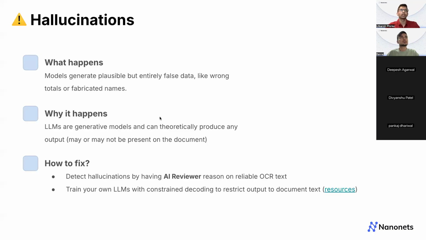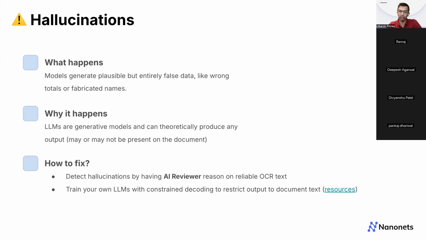Starting with hallucinations. Hallucination is the LLM generating some text which is not present on the document. This can be problematic because business users are not used to unpredictability, and they won't like random text being generated. It's more of a risk than, say, OCR errors or wrong predictions on the same document. To eliminate it completely, you need an AI reviewer with a very strong reasoning model, which will try to figure out whether the extractor is hallucinating. What you also need to provide to the AI reviewer is reliable OCR text.